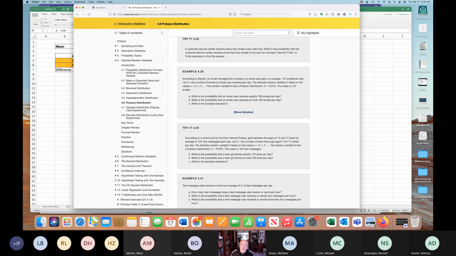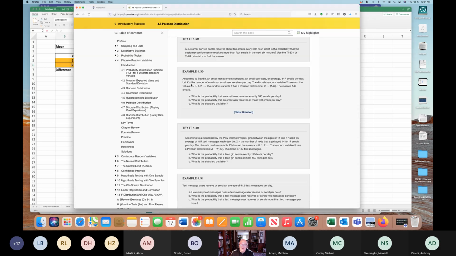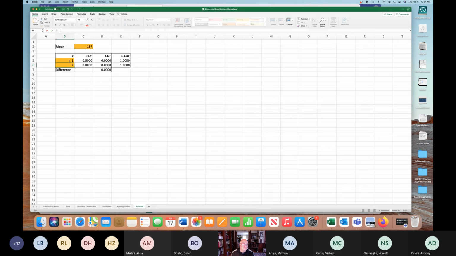What is the probability that the girl sends exactly 175 text messages? Okay, so let's put in, and then what was the other one? The other question was 150. So let's put in 150, and then let's put in 175.